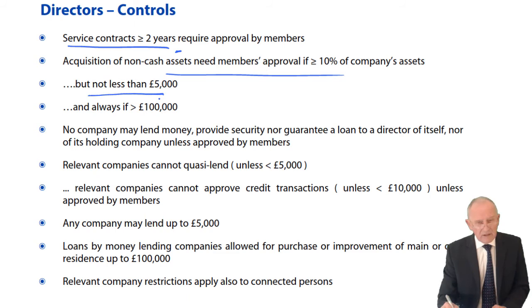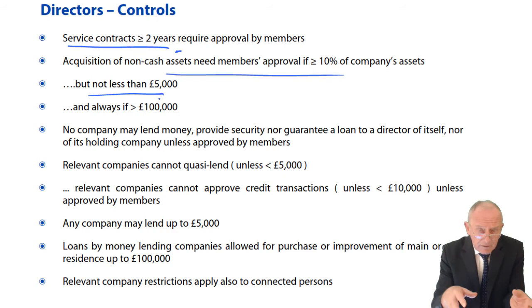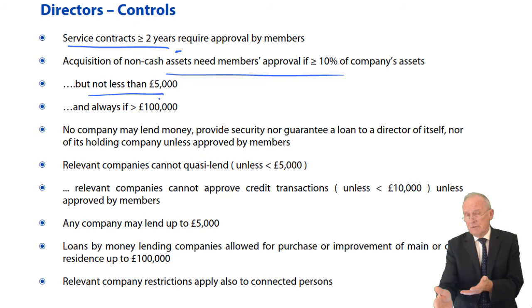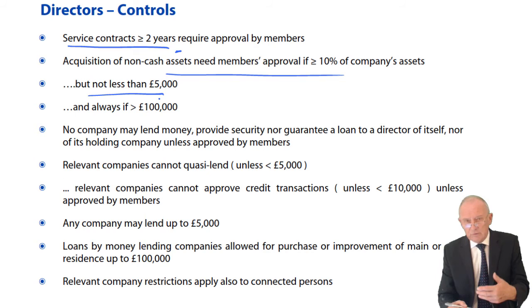What's all this about? A director of a company acquires a non-cash asset from the company. It's greater than 5,000, it's less than 100,000, but it is greater than 10% of the company's assets. If that's the situation, the company should seek the approval of the members in general meeting to approve this transaction with the director, where the director is acquiring greater than or equal to 10% fair value of the company's assets.